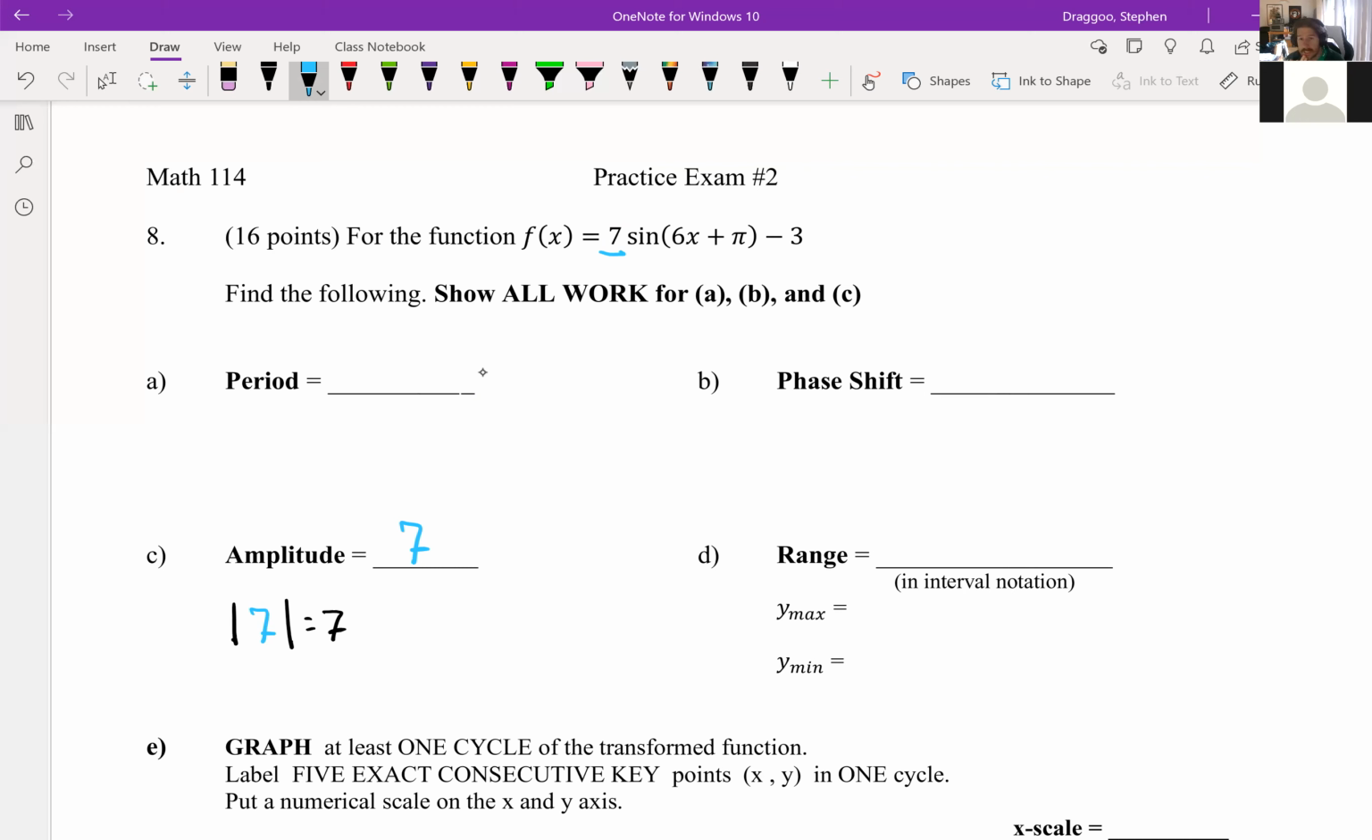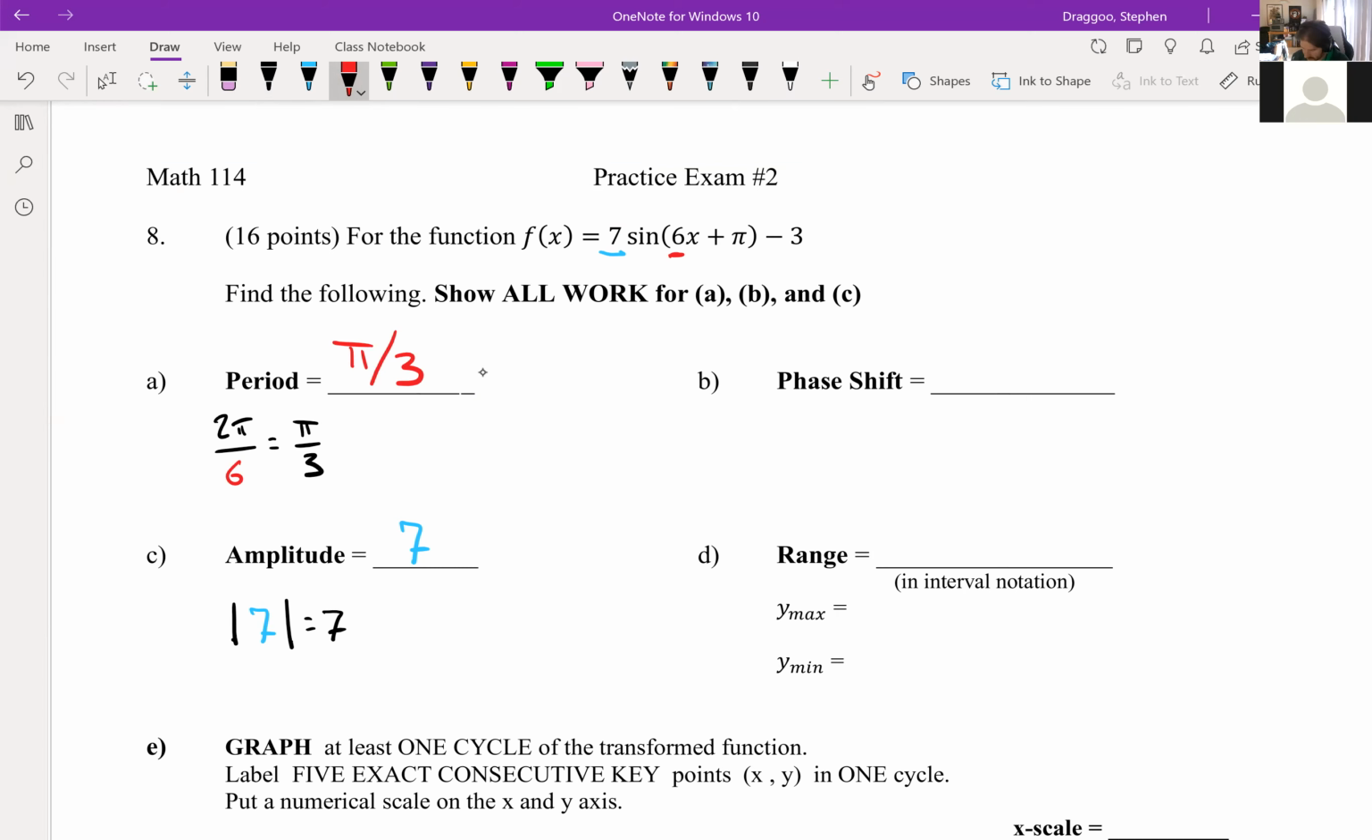The period, might as well do that one next. I'm looking at 2pi/6. Since I want 2pi/b, that thing will simplify to pi/3. So pi/3 we'll put in for the period.